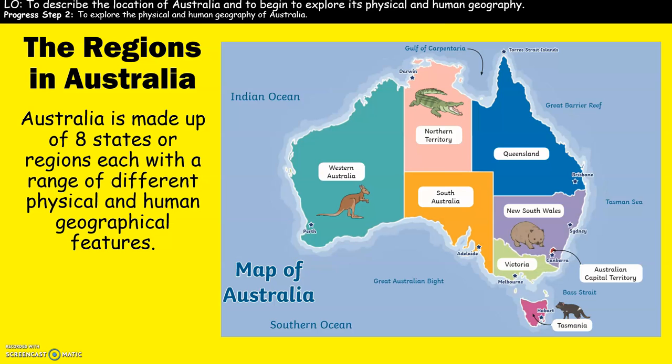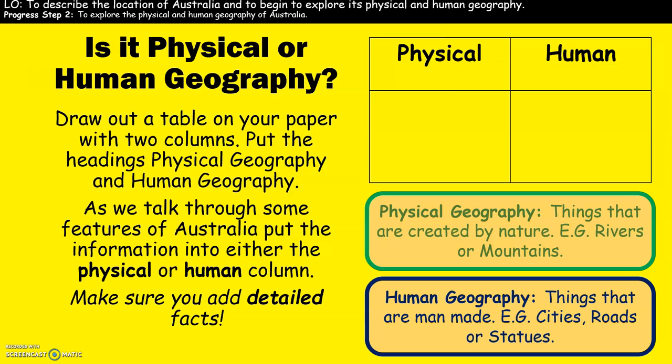So just as a recap, just to connect to what I've already mentioned from the maps earlier. Australia is made up of 8 states or regions, each with a range of different physical or human geographical features. Now we'll come back to this in the next lesson when we'll look at the biomes within Australia.